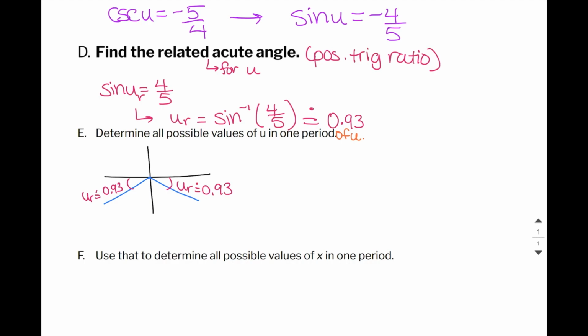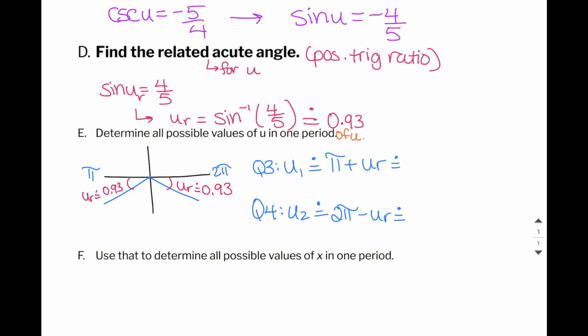So we know that within one period, u sub 1, our first answer, is going to be in quadrant 3, and that's going to be pi plus u sub r, or pi plus 0.93. And then our answer in Q4, which is going to be our second answer, is going to be 2 pi minus u sub r, which is going to be approximately another value.